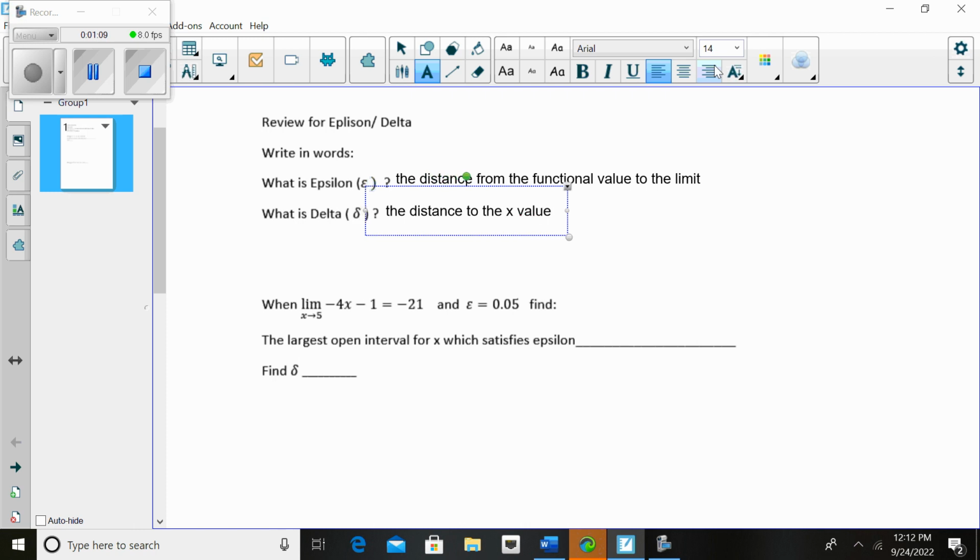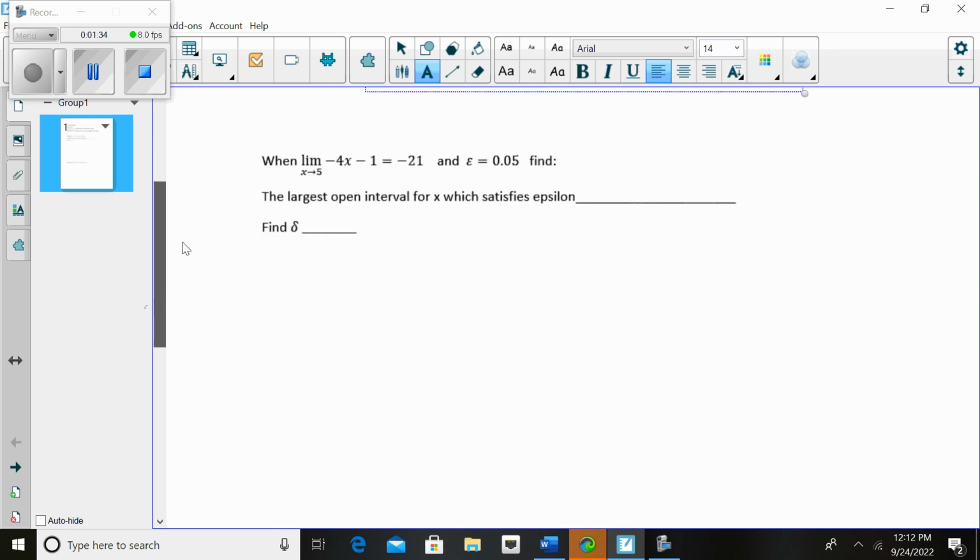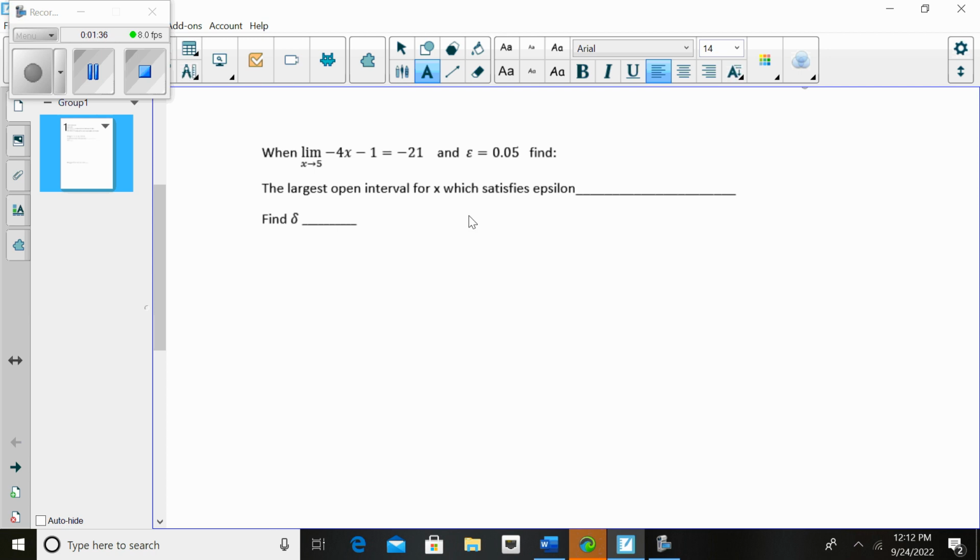I give that full credit, but a better answer is to say the distance to the x value in order to satisfy the value of epsilon. That'd be a better answer, okay? But I'll just accept the distance to the x value. Okay, so I wanted to make sure I practiced a few examples here with negatives, right? People find those a little more challenging.